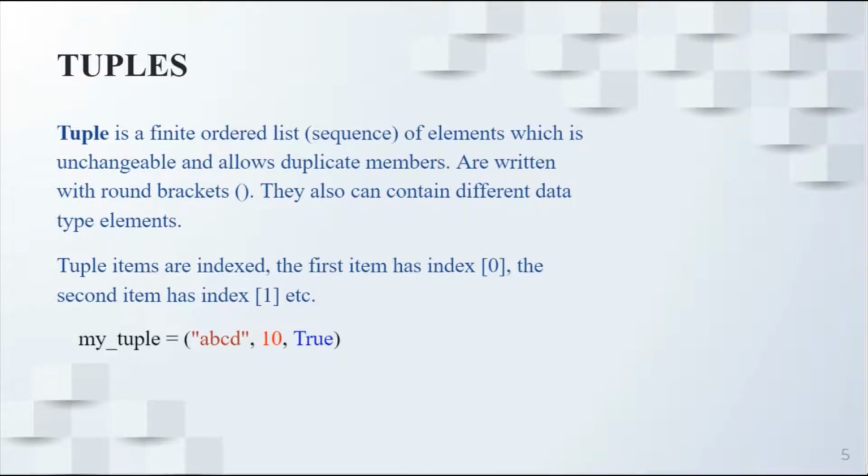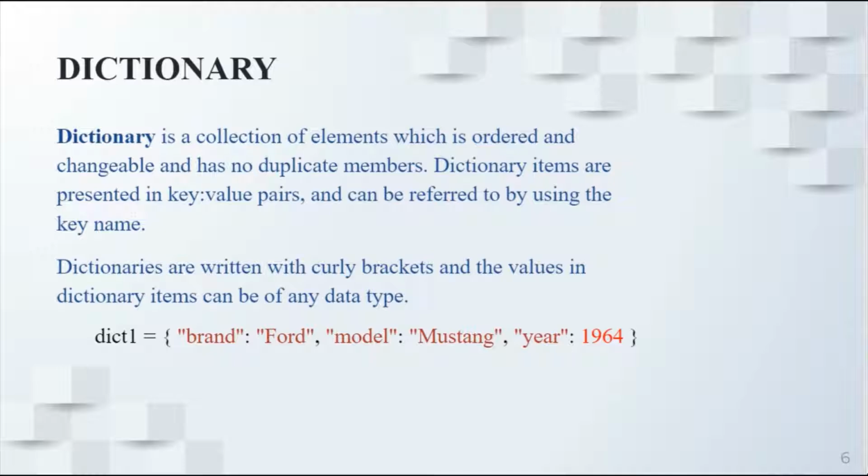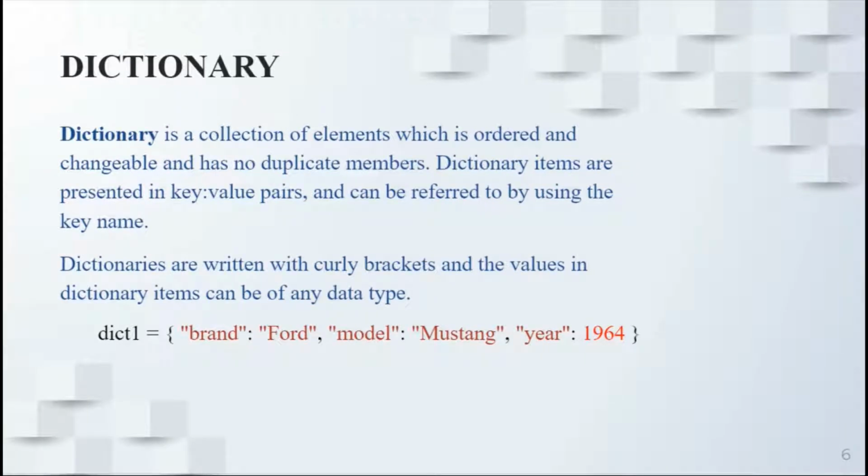Now next we have dictionary. A dictionary is a collection of elements which is ordered and changeable and has no duplicate members. Dictionary items can be presented in key value pairs and can be referred to by using the key name. Dictionaries are written with curly brackets and the values in dictionary items can be of any data type. So yeah, a dictionary is ordered and changeable. That is, elements of a dictionary can be changed, deleted, or added after the creation of the dictionary. Also, it cannot contain any duplicate members.